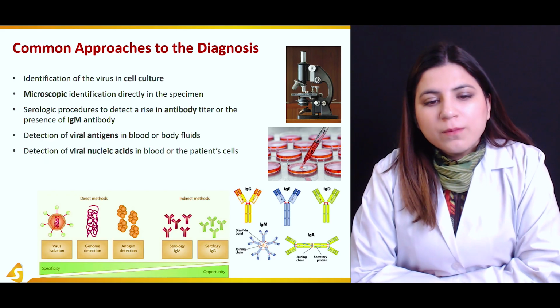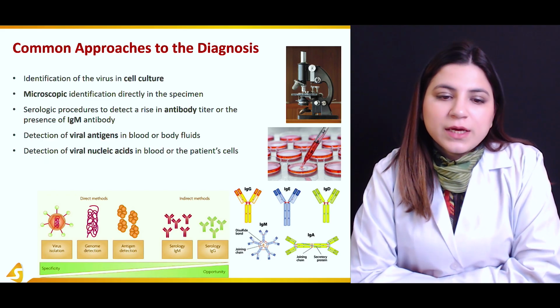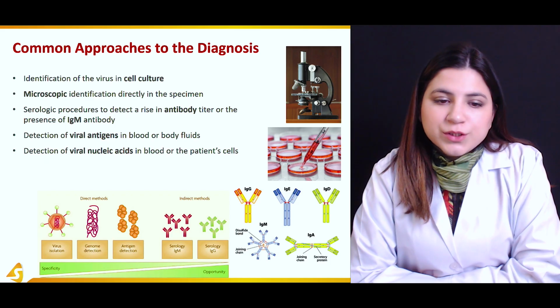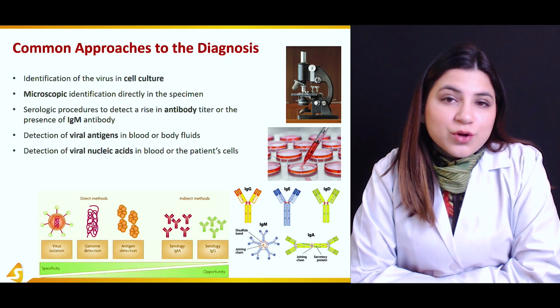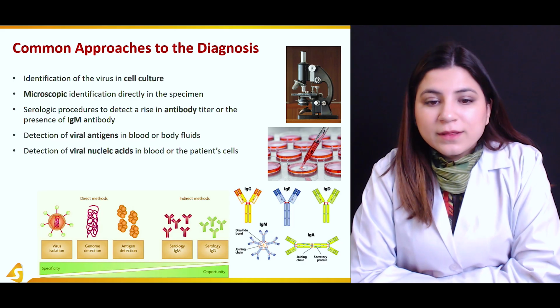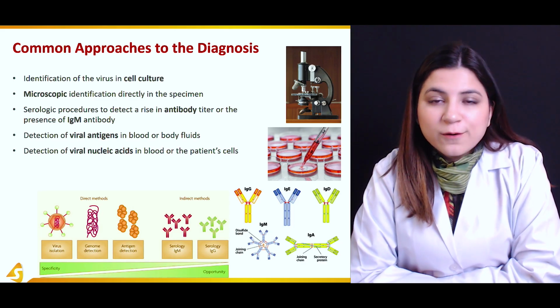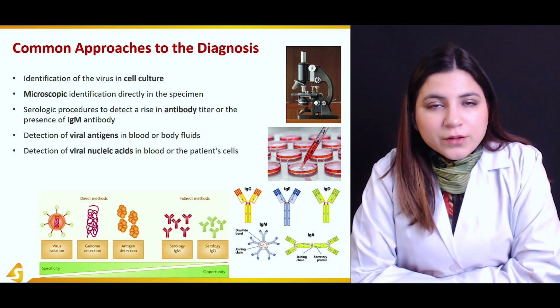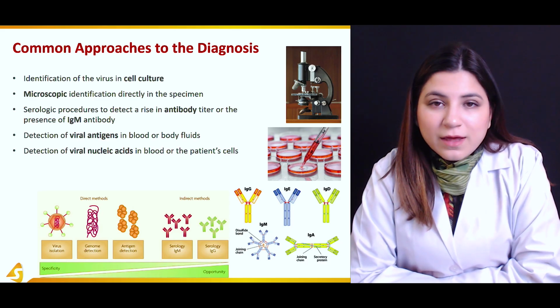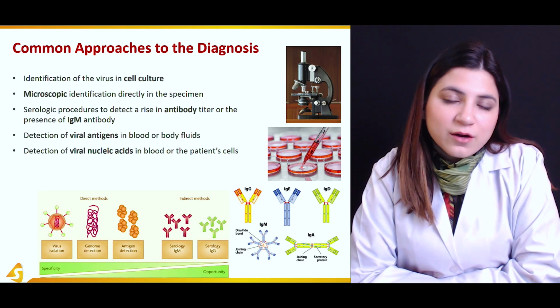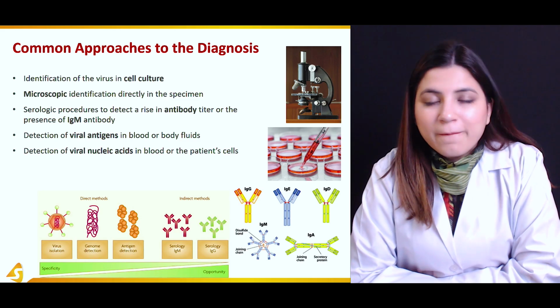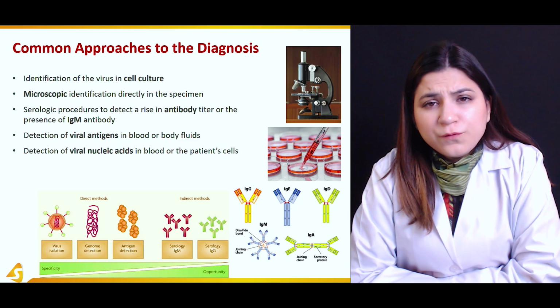Okay, so some of the common approaches to diagnosis are basically, the first one, which is used, is the identification of virus in cell culture. We know that viruses do not grow outside of the body, and there is a particular type of cells that are required in order for a virus to multiply inside the cell. And if the virus is actually active and multiplying inside the cell, then and only then can we actually identify the presence of virus in a cell. So the first one is the detection of virus in cell culture.